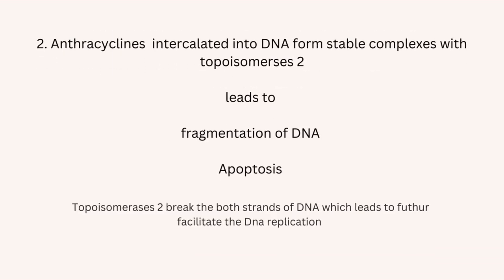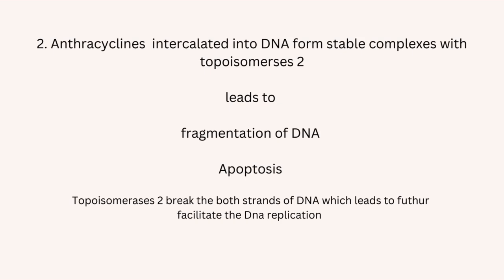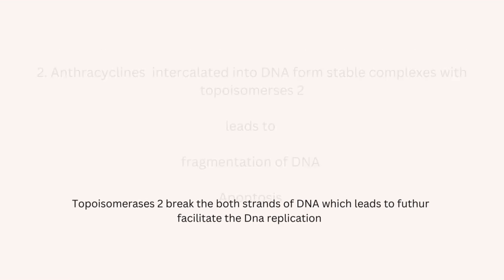Second mechanism, through intercalation, forms stable complexes with topoisomerase 2 enzymes. As we know, topoisomerases 2 and 4 help in DNA replication. The work of topoisomerase 2 is to unwind the supercoils of DNA and assist in DNA replication. Anthracyclines lead to fragmentation or scission of DNA and ultimately cell apoptosis.